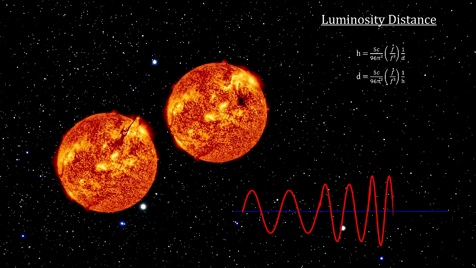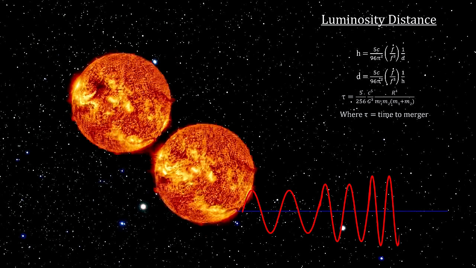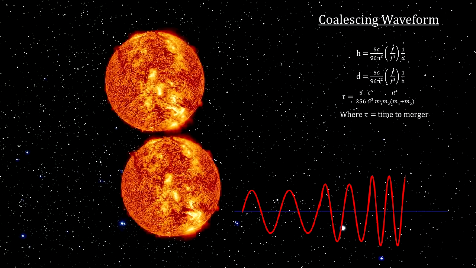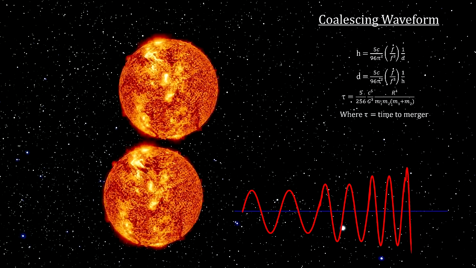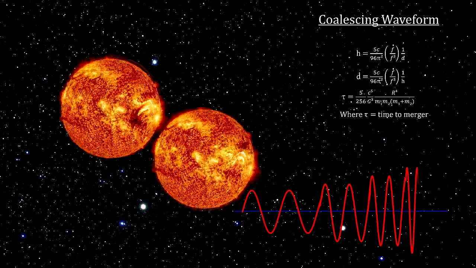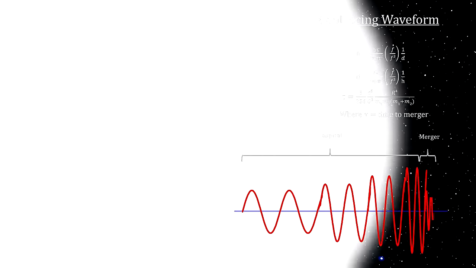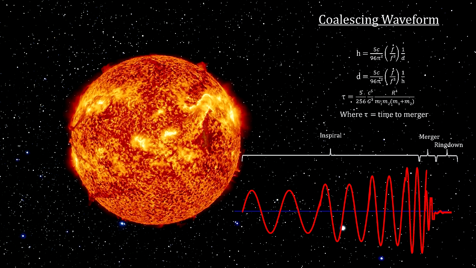With a decaying orbit, the objects will eventually collide and coalesce. We can even calculate how long that would take. The resulting waveform, called a coalescing waveform, serves as a signature for this kind of gravitational wave source. It has three phases: the in-spiral, the merger, and the ring down to an object that is no longer asymmetric and therefore no longer radiating gravitational waves.